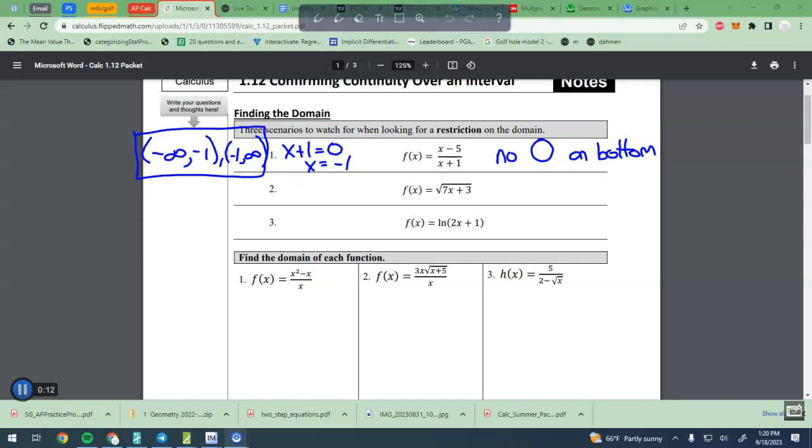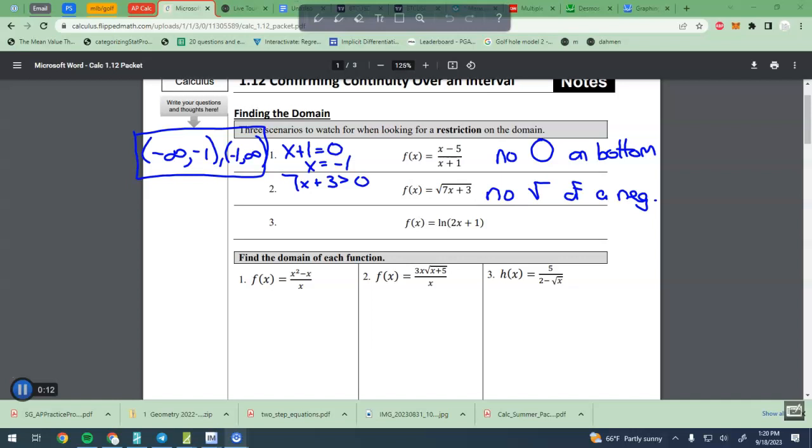The second one is you cannot take the square root of a negative. So the stuff inside of the square root has to be positive. We would say 7x plus 3 has to be greater than 0. And then if I solve that, I'd subtract 3 and divide by 7.